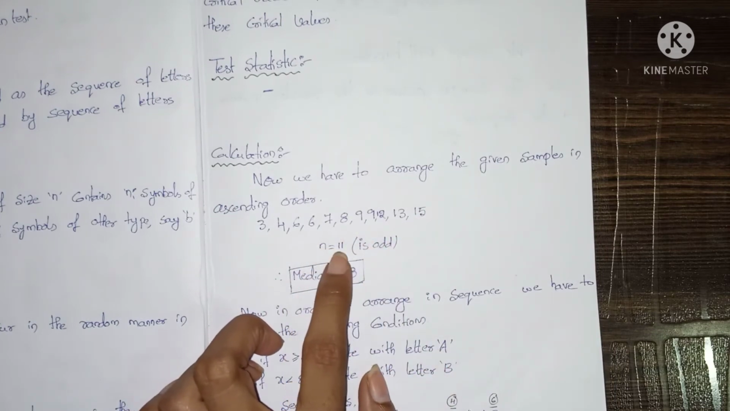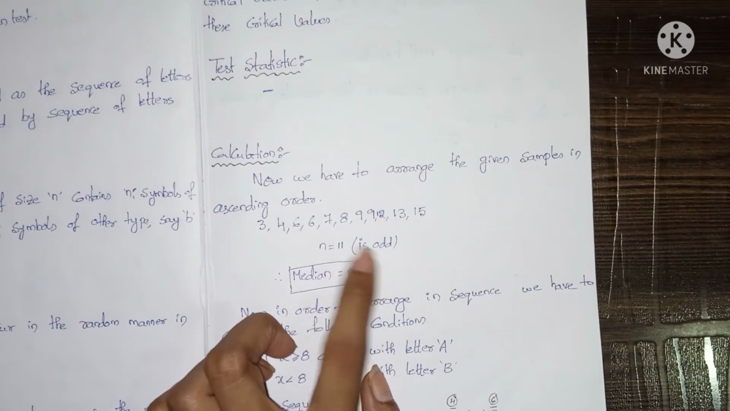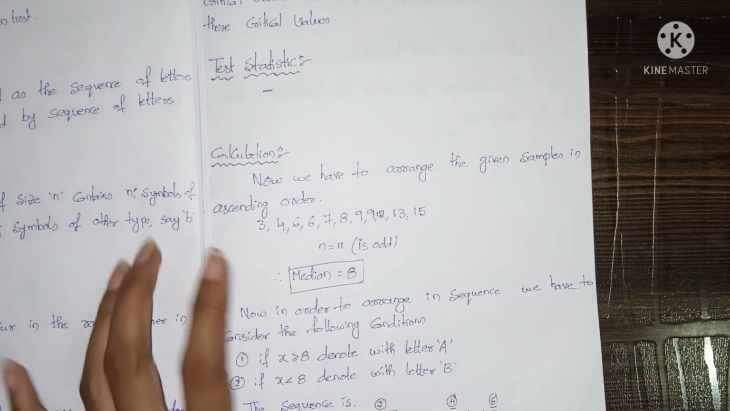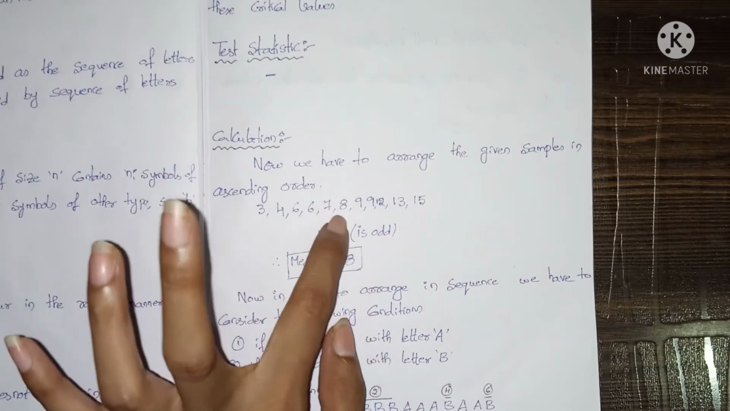So n equals the sample size, no? So n equals 11. It is an odd number. 11 is an odd number. So therefore the median is 8. Okay. So the median for an odd number is the middle value.